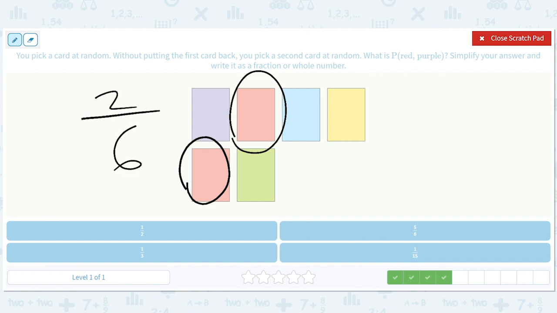2 out of 6. But if I don't put the first card back, now I kind of pretend, let's just say I picked that one, it doesn't really matter. Let's just say that's no longer a choice for us because we picked that red. There's now 1 purple out of the remaining 5, right? So the probability of that is going to be 1 out of 5.